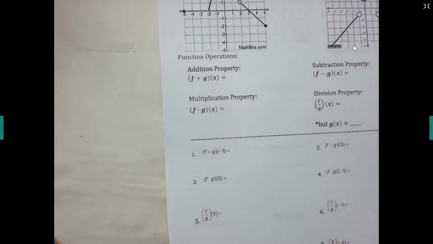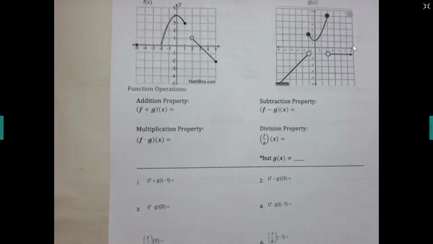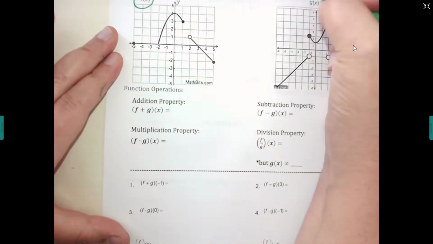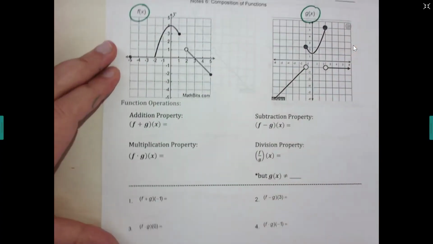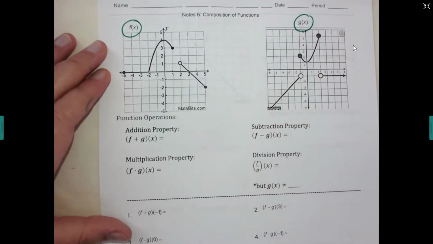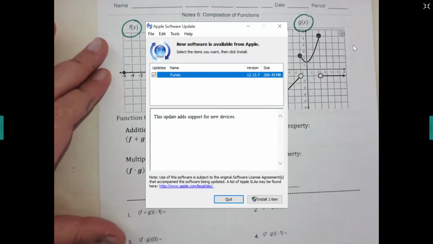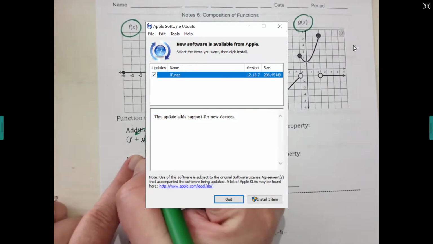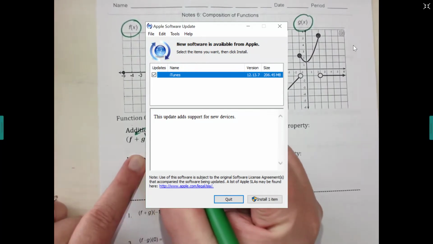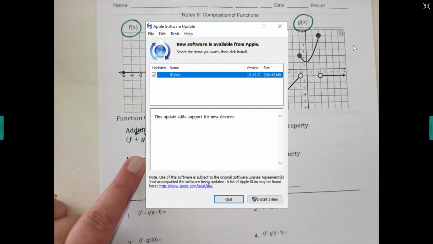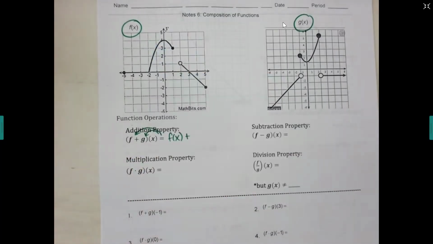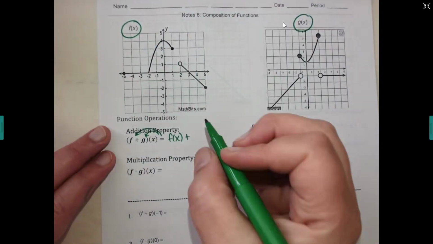So take a look at the top. You have an F and a G. The first graph is your F of X graph. Second is your G. If I am doing F plus G, all you're going to do is bring the X into both terms. All you're going to do is F of X plus G of X at that number.